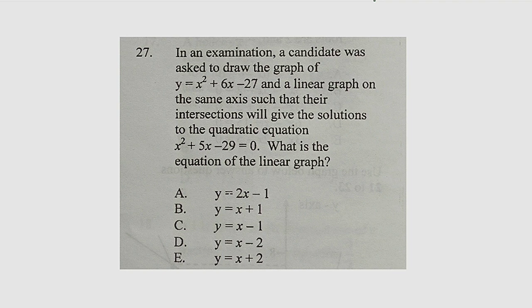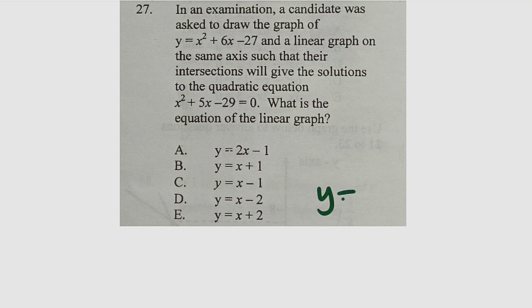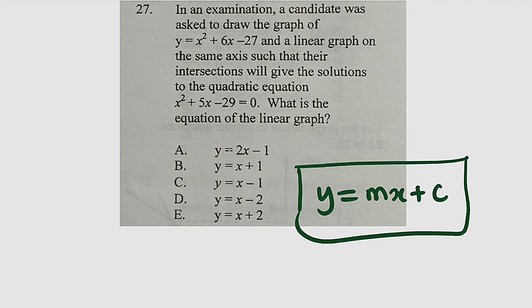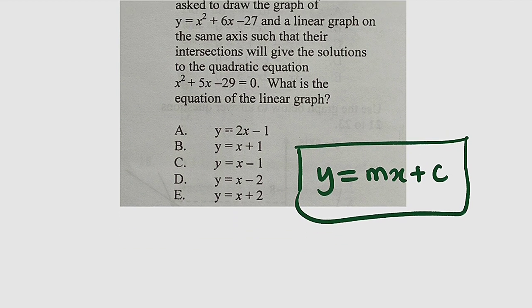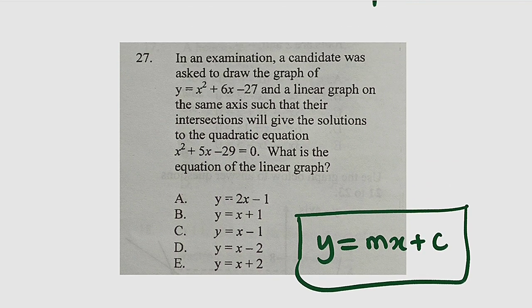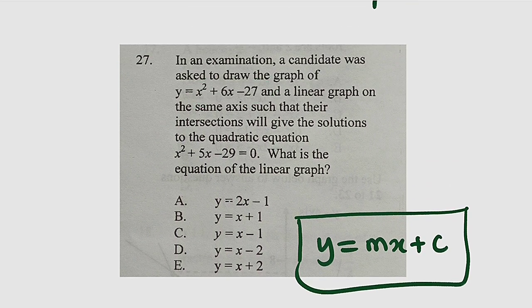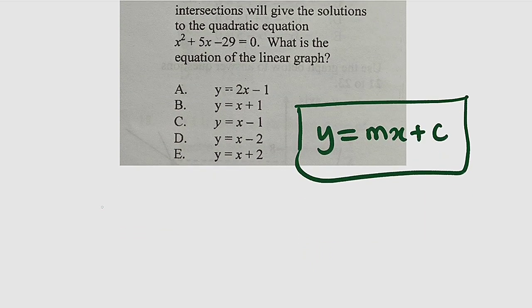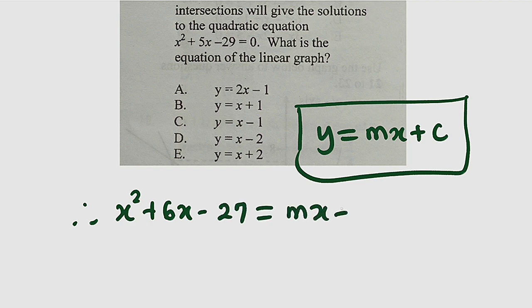All right, you know that the linear graph and this can only be intersected if we equate the right hand side of this equation by the right hand side of the linear equation. And the linear equation is given as y equal to mx plus c. This is the slope-intercept form of a linear function or equation. So now let us equate the right hand side. The right hand side of this equation is x squared plus 6x minus 27. Therefore, x squared plus 6x minus 27 is equal to mx plus c.